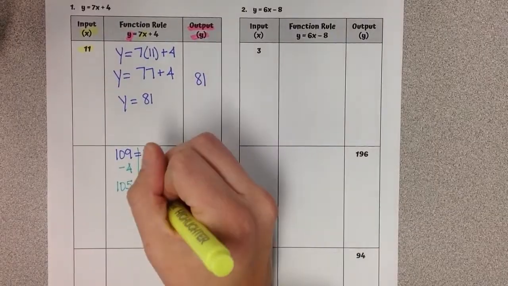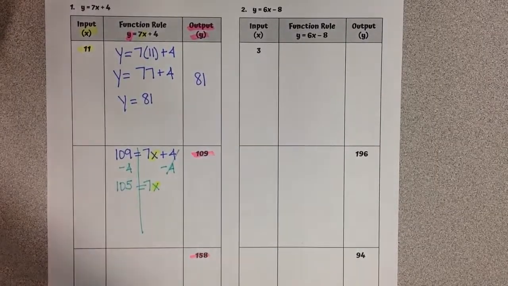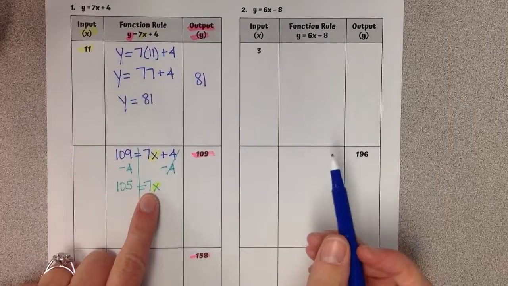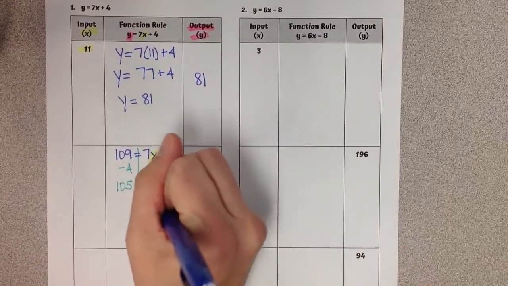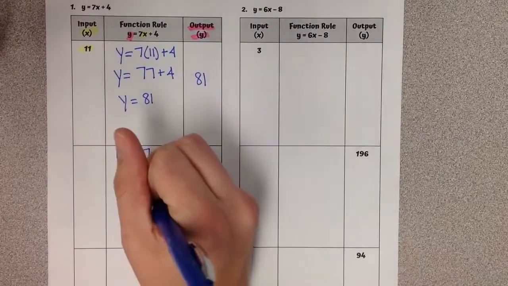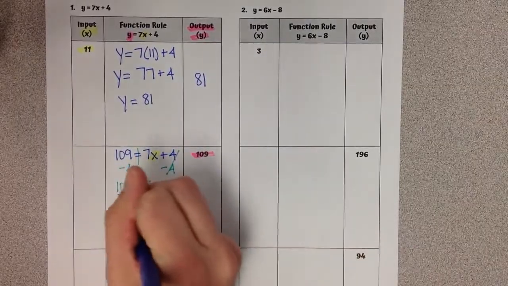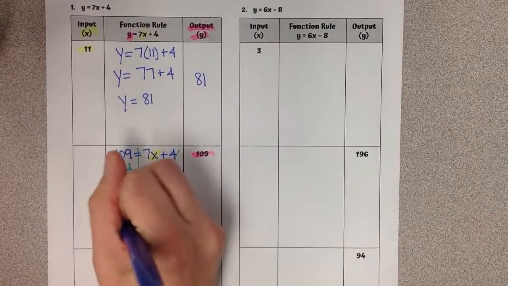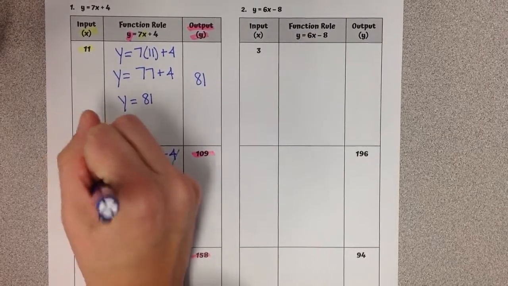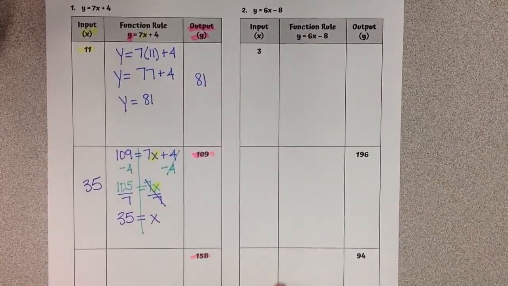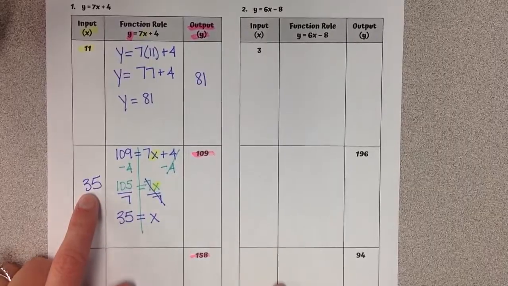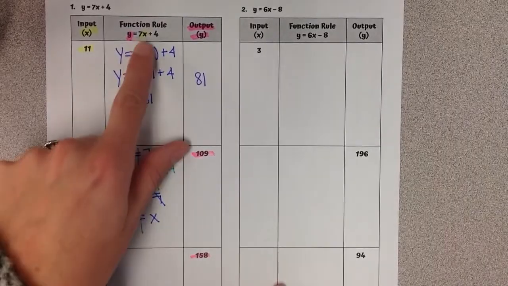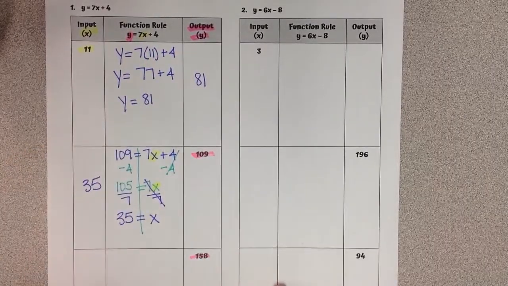Still looking at the side that has our variable, which is the right side. X is being multiplied by 7, so the opposite is to divide both sides by 7. It should cancel out on the side with the variable. On the left side, 105 divided by 7 is 35. So our input value is 35. You can always check to make sure you did that right by doing it the reverse way, plugging it in for x and seeing if you get 109.